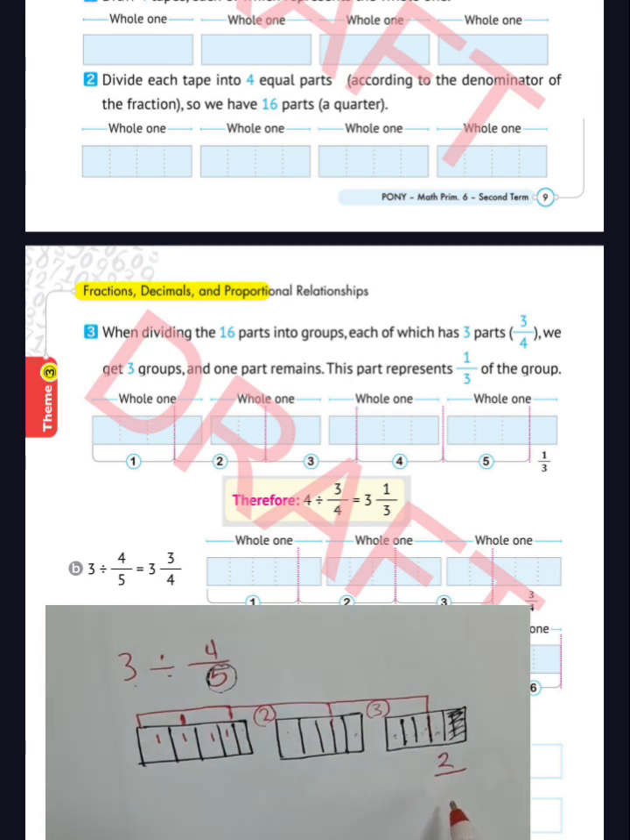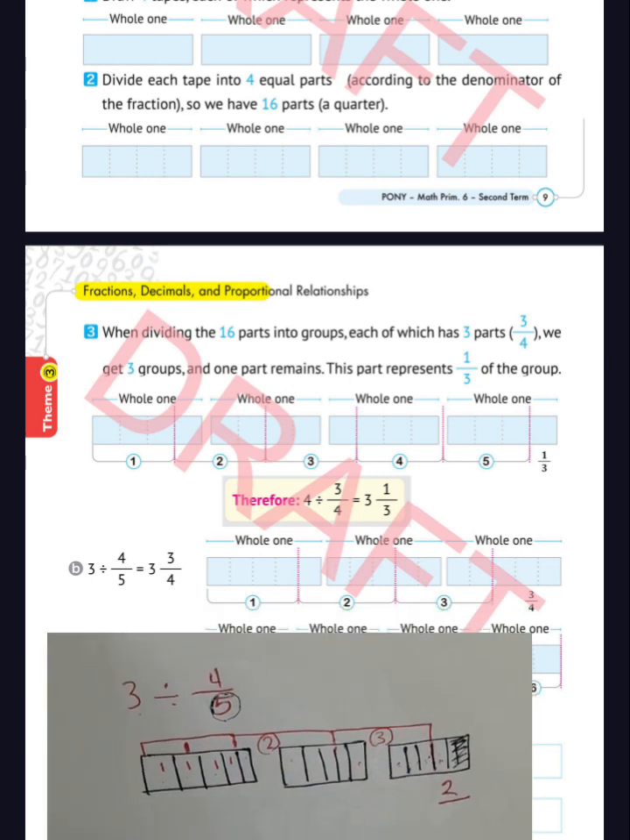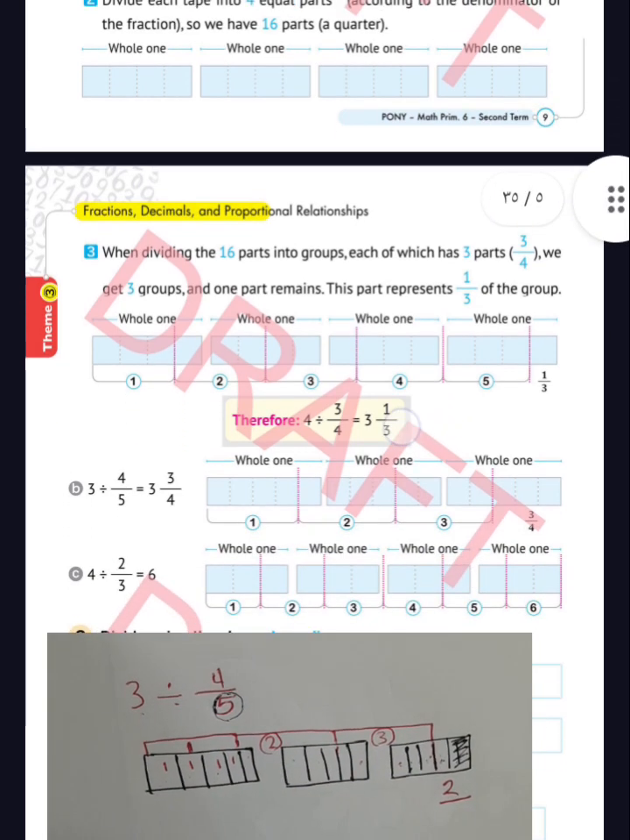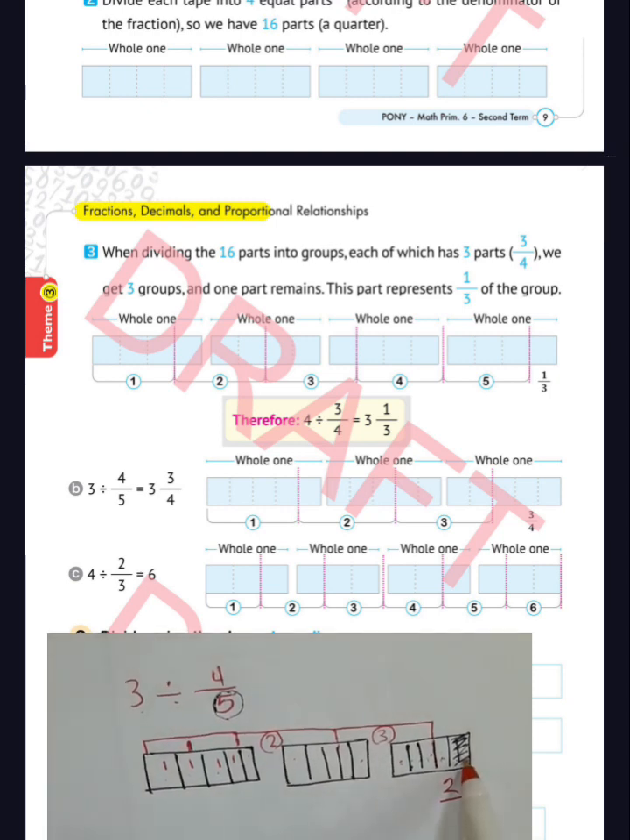Okay, then you can write the remainder here. How many parts is the remainder? Count with me. We have one, two, three, four. We want how many parts? Four parts. The remainder? We have three parts here. Again, count with me, four parts. We have one, two, three, four, five.